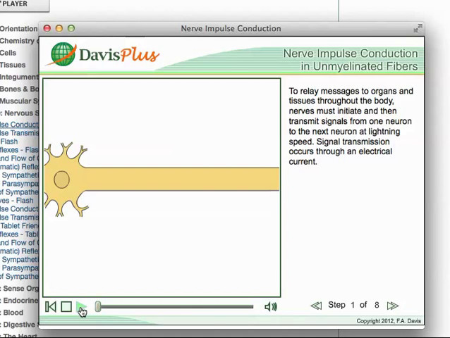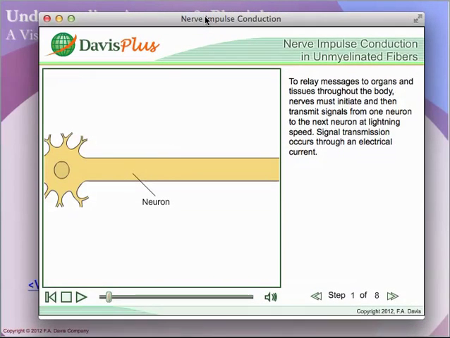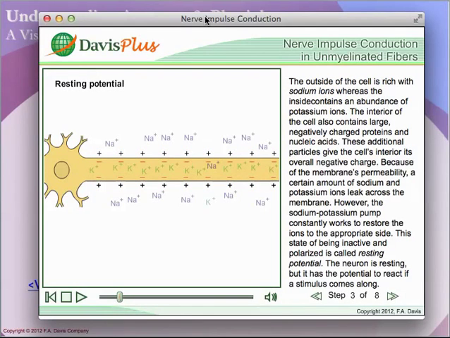To relay messages to organs and tissues throughout the body, nerves must initiate and then transmit signals from one neuron to the next neuron at lightning speed. Signal transmission occurs through an electrical current. When a neuron is not conducting an electrical signal, its interior has a negative electrical charge, whereas the charge on the outside is positive. The outside of the cell is rich with sodium ions, whereas the inside contains an abundance of potassium ions. The interior of the cell also contains large, negatively charged proteins and nucleic acids. These additional particles give the cell's interior its overall negative charge.